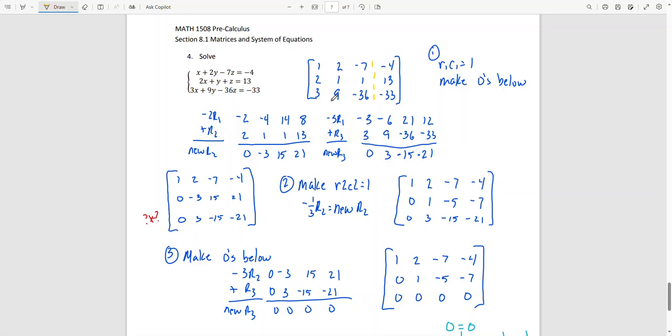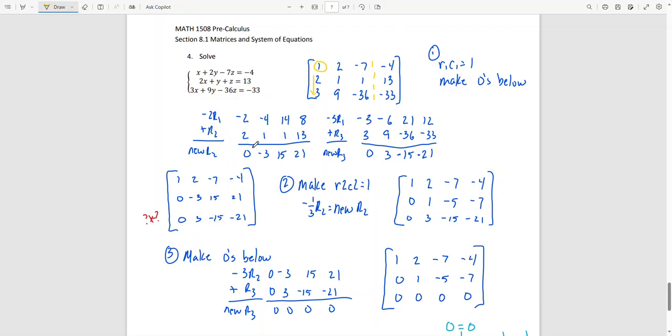I apologize. So we want to make a leading 1, and then we want to make zeros below it. I'll multiply negative 2 times row 1 and add it to row 2. I'll multiply negative 3 times row 1 and add it to row 3. But that row 1 doesn't change, right? I've used it, and then I keep it the same always.